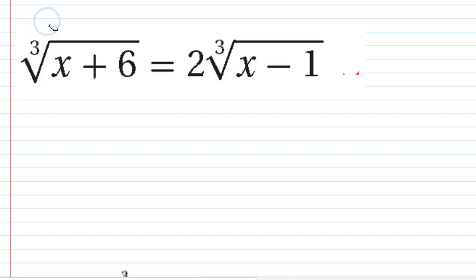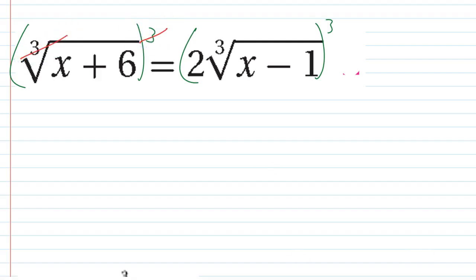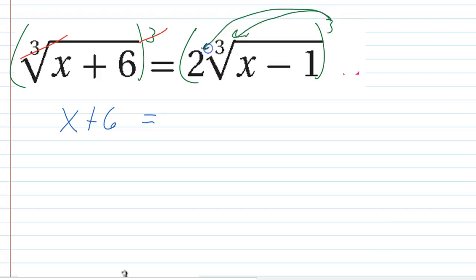Also notice this is a cubed root. So the opposite of taking a cubed root is to cube both sides. The left-hand side is pretty self-explanatory. A cube and a cubed root cancel each other out. On the right-hand side, there's a 2 and the cubed root. The cube is going to talk to the cubed root, and the cube is going to talk to the 2.